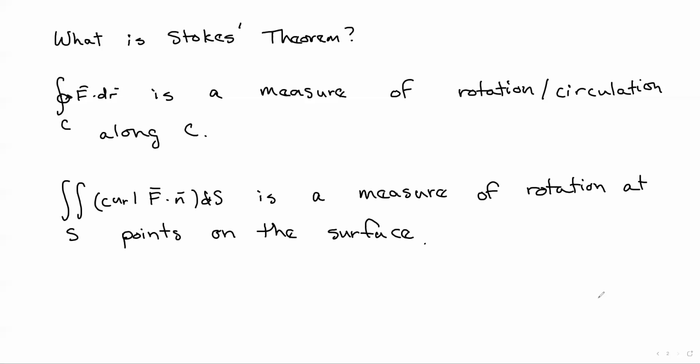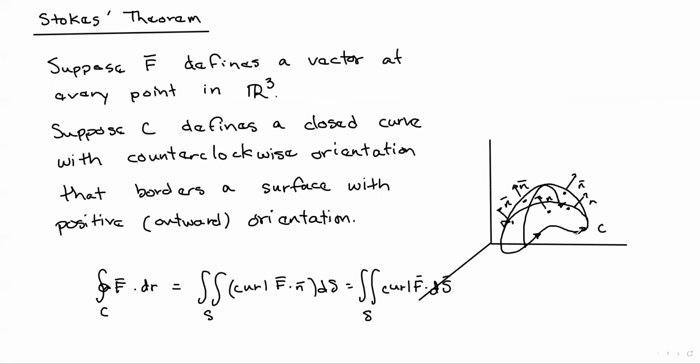So in one case, we've got a measure of rotation. How much rotation is there along C? To what degree is there rotation? If we look at the vector field, to what degree do the vectors from the vector field point in the same direction as the curve? So how much rotation is there along the curve? And then for the second part, it's saying if we calculate the rotation at all of the points that are on the surface and you add all those rotations up, then they add up to the same amount as the rotation along the edge.